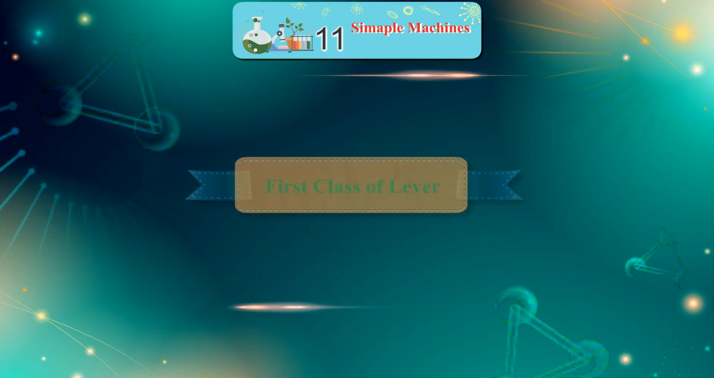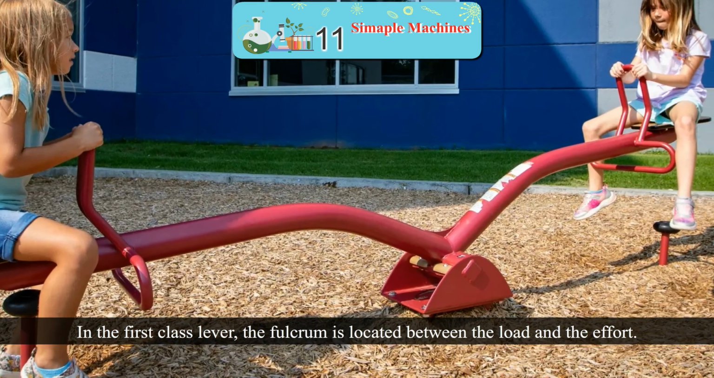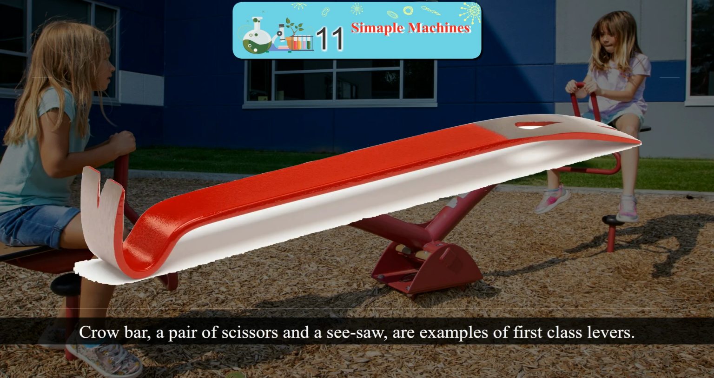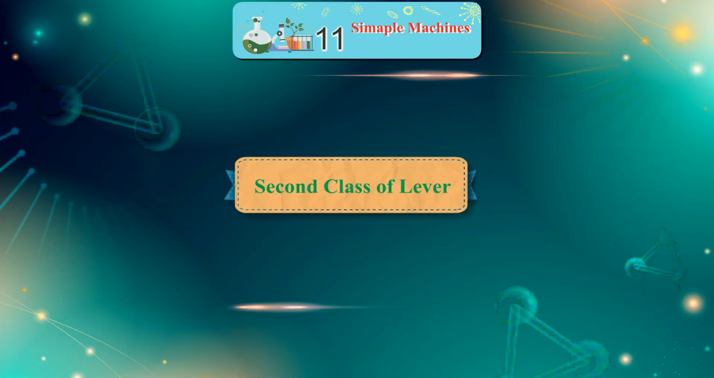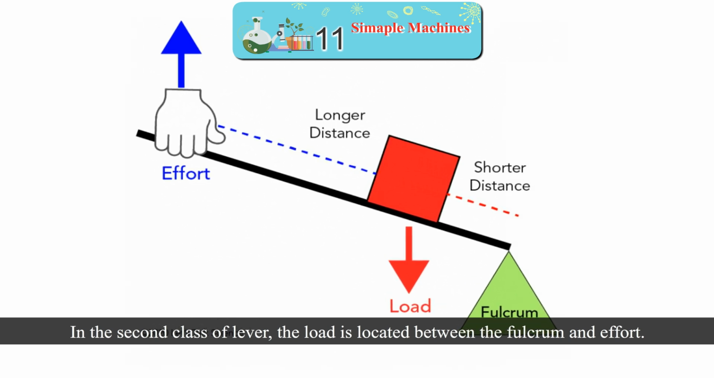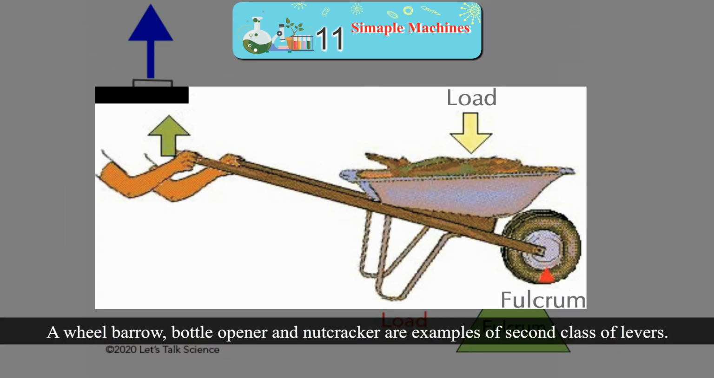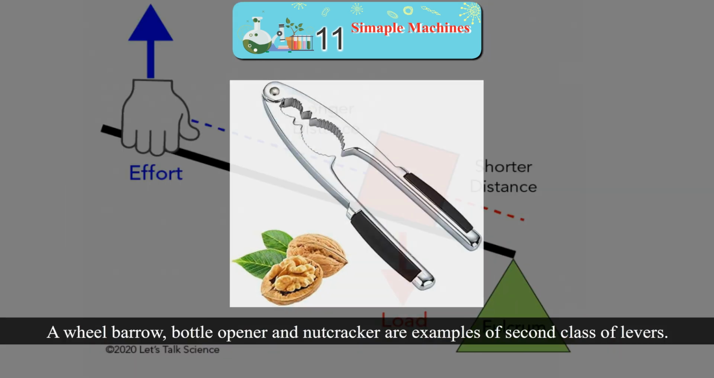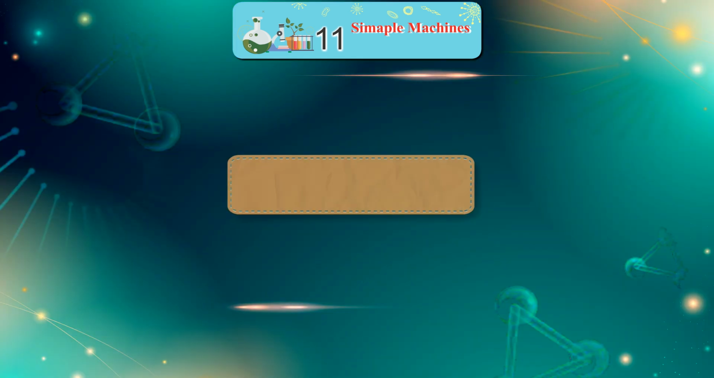First class of lever. In the first class lever, the fulcrum is located between the load and the effort. Crowbar, a pair of scissors, and a seesaw are examples of first class levers. Second class lever. In the second class of lever, the load is located between the fulcrum and effort. A wheelbarrow, bottle opener, and nutcracker are examples of second class levers.